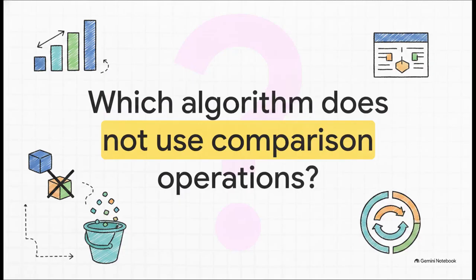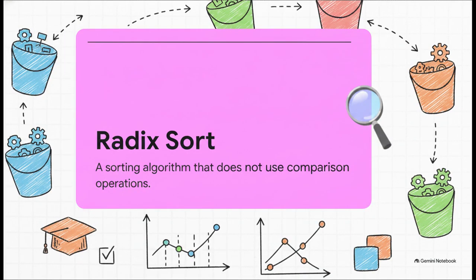Let's challenge your algorithm knowledge with a classic computer science concept from question 29. You know how almost all the sorting algorithms we learn early on, like quicksort, merge sort, or insertion sort, they all work by comparing elements against one another to figure out their order? Well, which popular sorting algorithm doesn't compare elements against each other at all? The answer is radix sort.